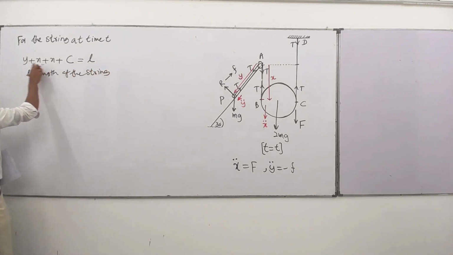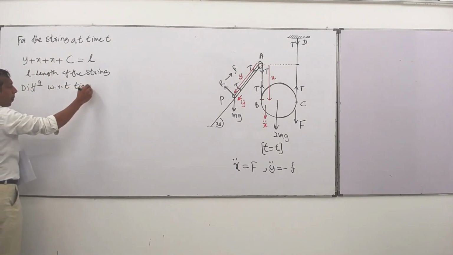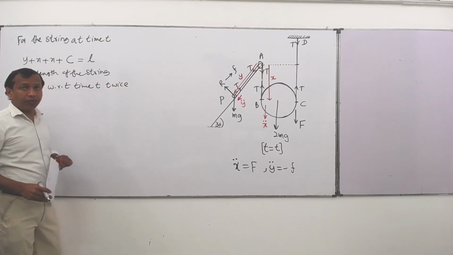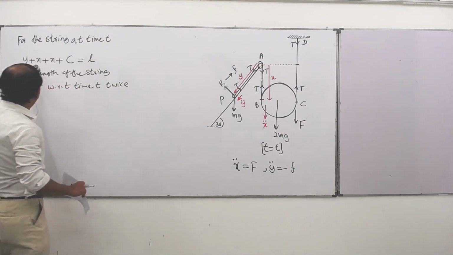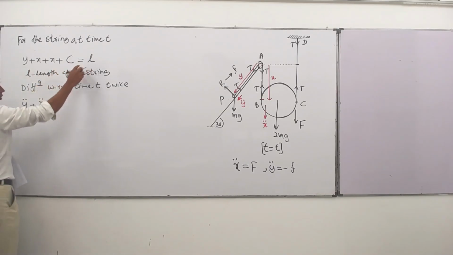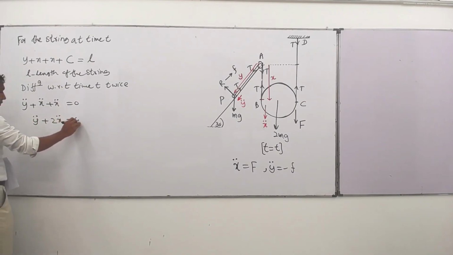Right. Now we differentiate twice, differentiate with respect to time t twice. You know people what happens? y will be y double dot, x, x double dot. Here also x double dot. C is a constant, zero, L is a constant, zero. We get y double dot plus 2x double dot is equal to zero.